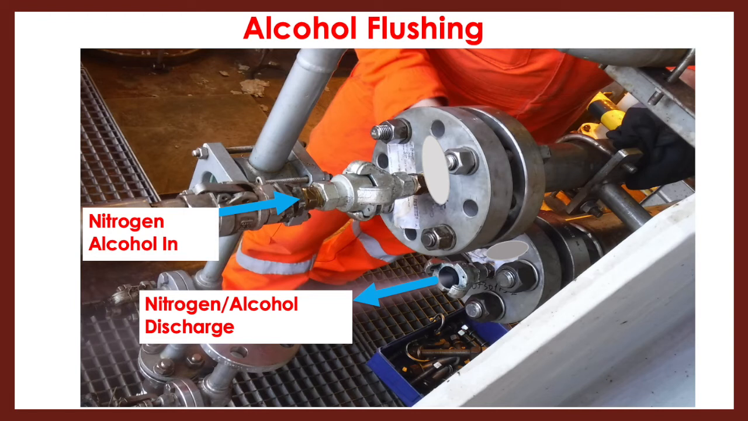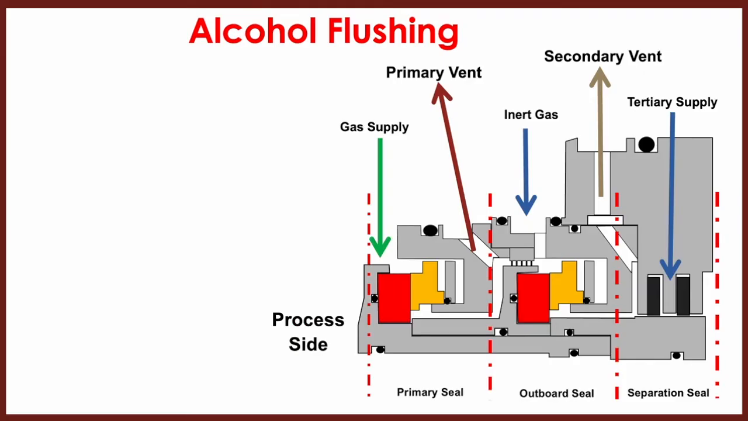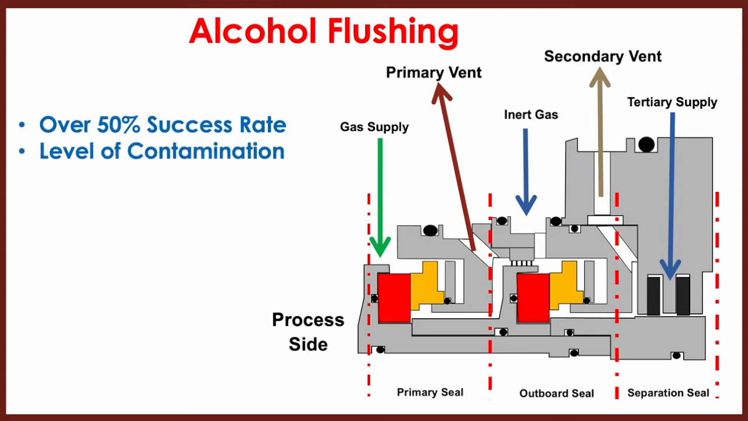Now, if the bumping didn't work, the next option is alcohol flushing. Yes, flush a few gallons of pressurized alcohol into the seal. About 10 bar of nitrogen would be ideal for this purpose. In fact, I've done this procedure many times with about 50% success rate. It all depends on the type of seal you have and how badly it's contaminated. You could be in luck, you never know.